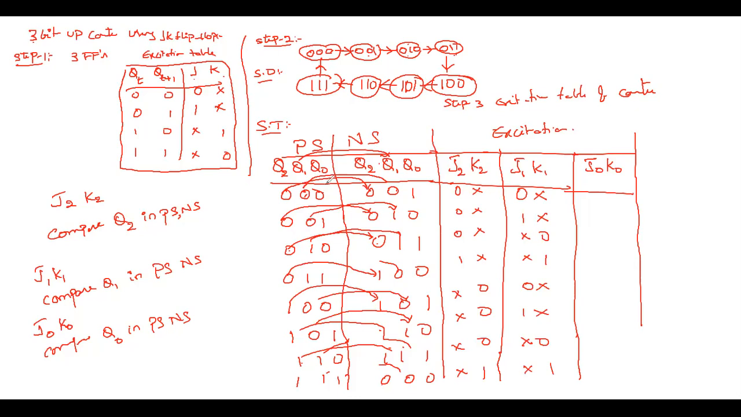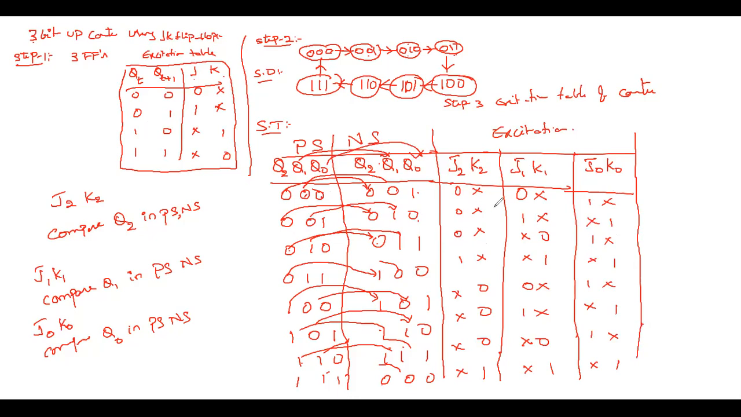Next we have Q0 and Q1. 0 1 means 1 don't care. 1 0 means don't care 1. That is repeated, 1 don't care 0. 1 don't care 1. Okay, we get like this.